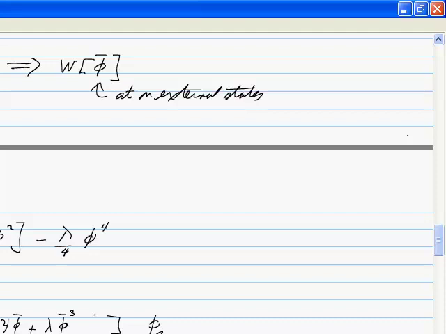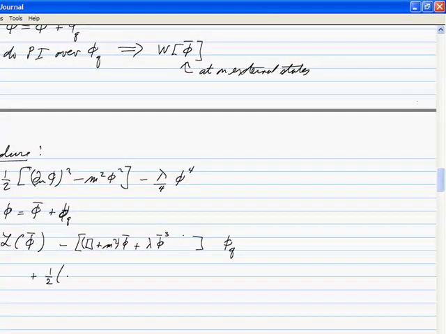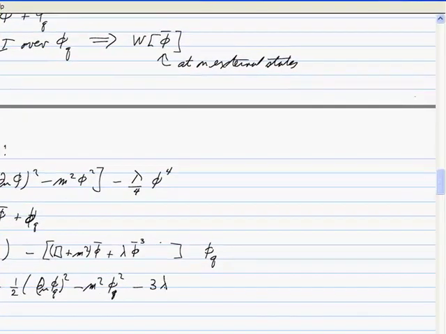And then the next piece is plus 1/2 d mu phi quantum squared minus m squared phi quantum squared minus 3 lambda phi bar squared phi quantum squared. So that's the second order, and then there's higher orders, which we end up don't contribute. Okay, so that's the expansion.